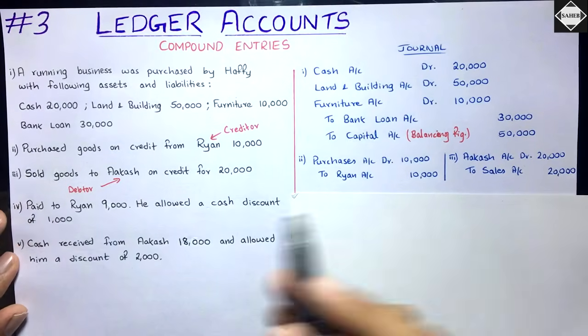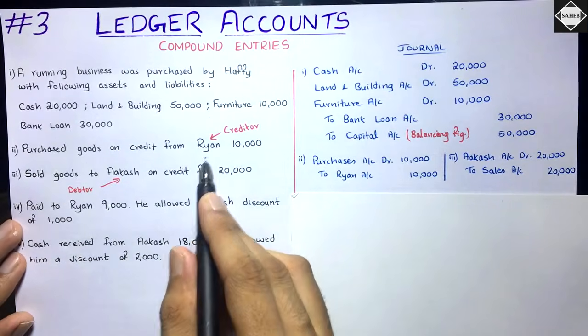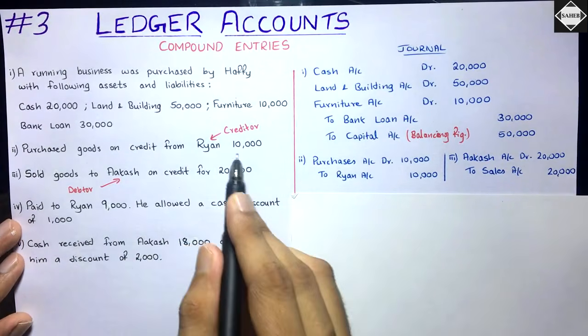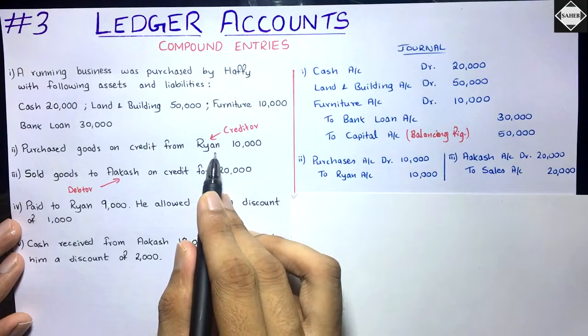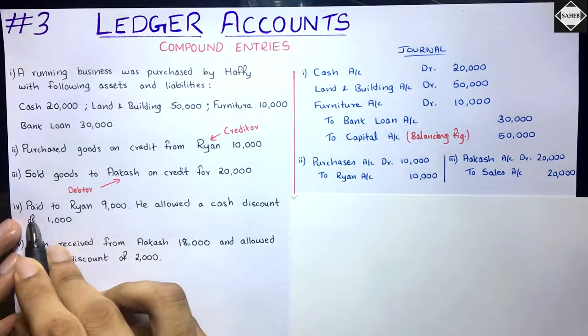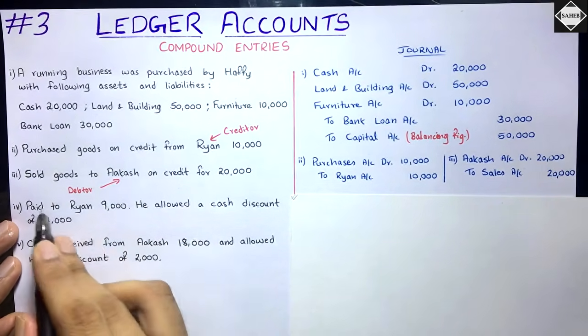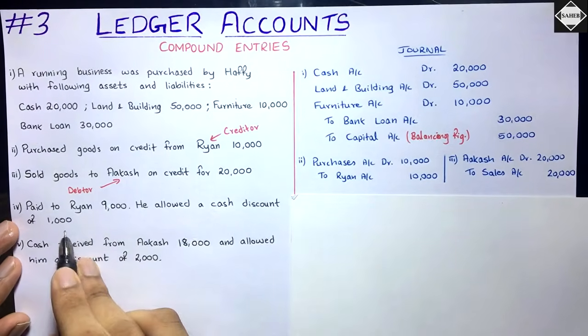Moving on, then you have paid to Ryan 9,000. Now, how much do we owe to Ryan? We had purchased 10,000 worth of goods from Ryan previously. Now after some time, we are paying 9,000 to Ryan. See here, paid to Ryan 9,000, and he allowed, Ryan allowed a cash discount of 1,000.